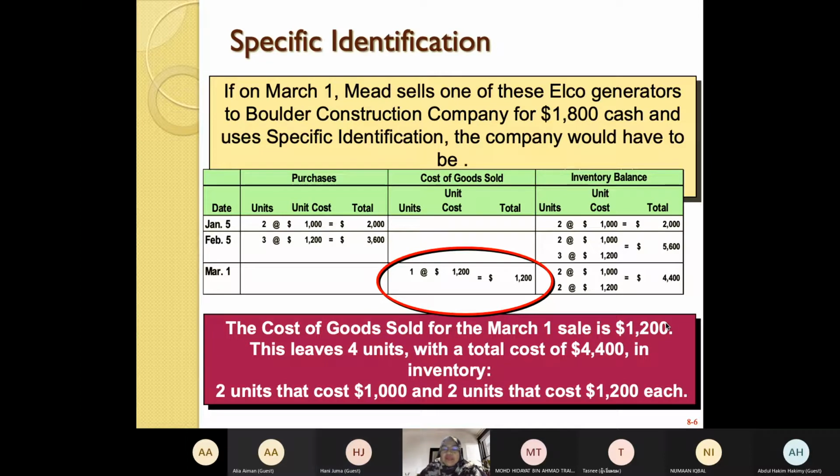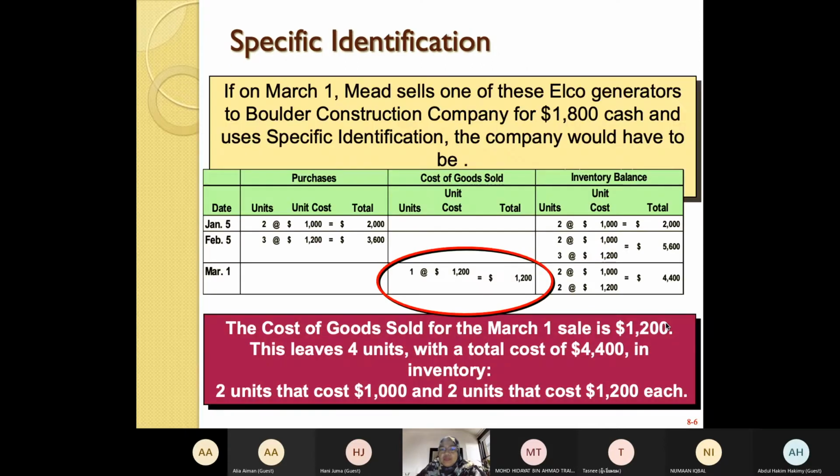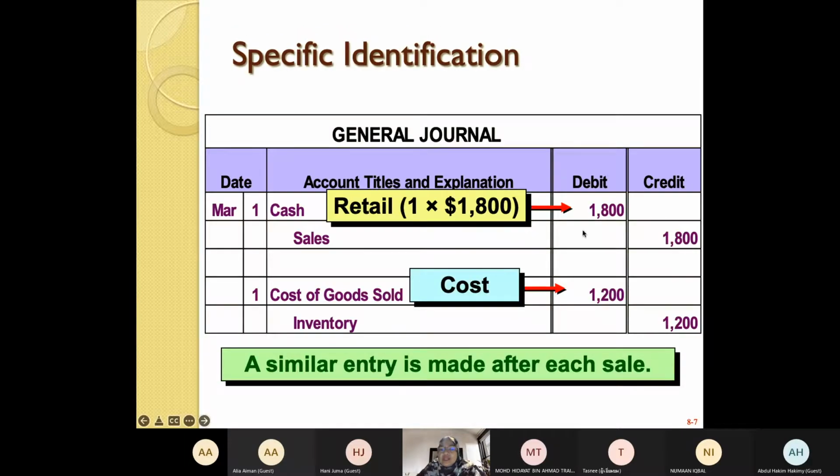Okay, so we move next. When you have the specific identification, when you make sales, remember that you are going to receive cash of 1,800, because it was sold for 1,800. So you debit cash 1,800 and credit your sales 1,800, but the cost of the goods that you sold is not 1,800. The cost is only 1,200. Right? So you debit your COGS 1,200 and credit your inventory. So that will be your journal entries for the first item.